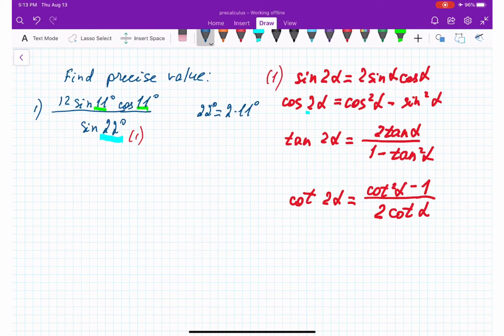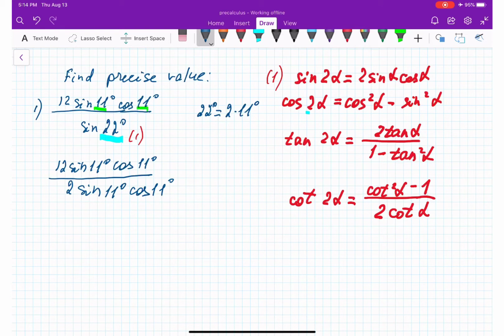Which is going to be 12 sine 11 degrees cosine 11 degrees, divided by, so sine 2 alpha, it's going to be twice sine alpha cosine alpha. So if I represent this sine 2 alpha, it's going to be twice sine half of alpha, which is 11 degrees, and then cosine 11 degrees. We applied the first formula.